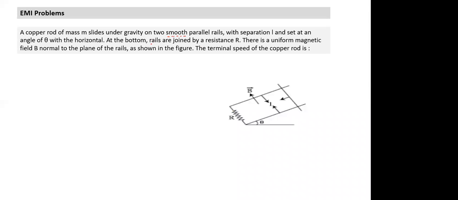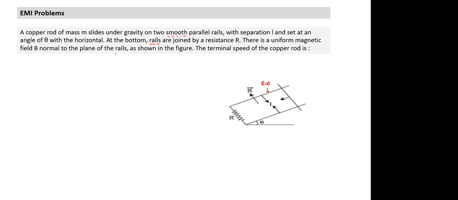Whenever we use the word rails, rails means large cross section and metal. It means that the resistance of this part will be 0. This will have R equal to 0, and this part also 0. So the only resistance in the whole loop is R, which is constant. As it slides down, this length will change, but this length has 0 resistance, hence the overall resistance in this loop will not change.